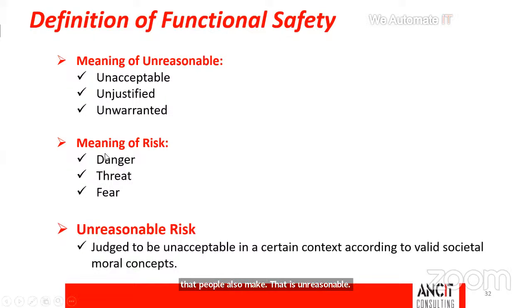And the meaning of risk, we can consider as a danger or threat or fear. Okay, so the unreasonable risk refers to what is judged to be unacceptable in a certain context according to valid societal moral concepts. If you are going and hitting the car in front of you in the traffic signal due to some kind of unintended acceleration, it is an unreasonable risk.